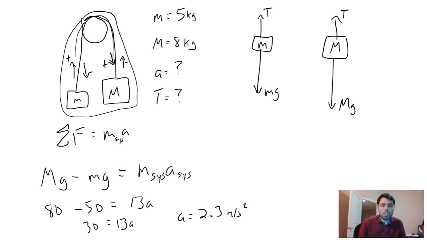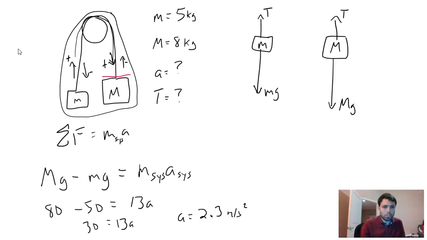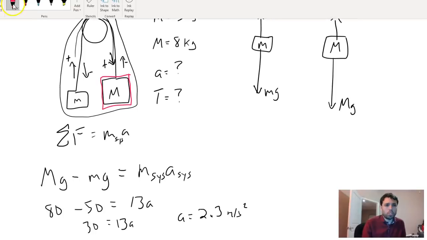What about tension? Now, when it comes to finding tension, you can't use this system anymore, because with this system there's no way to find out what the tension force is, because the tension force is internal to it. You have to change what the system is. So now we're going to say the system is just one block. Let's use the big M. Now the system is what's in pink. Just that block is the system. Now the tension force is external to the system, so we can calculate it.